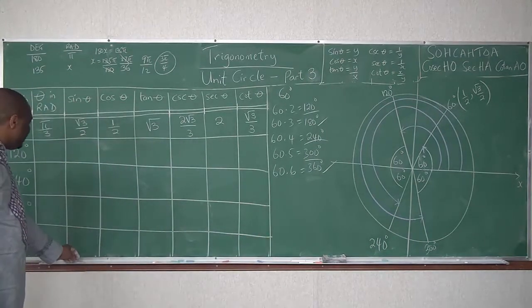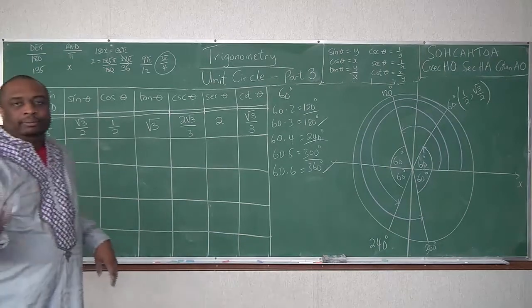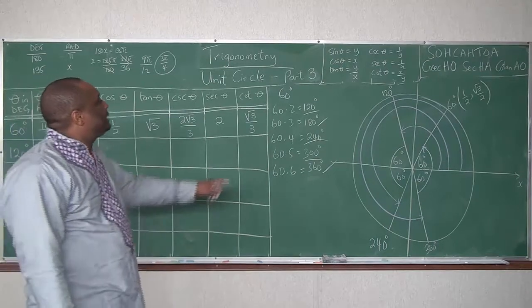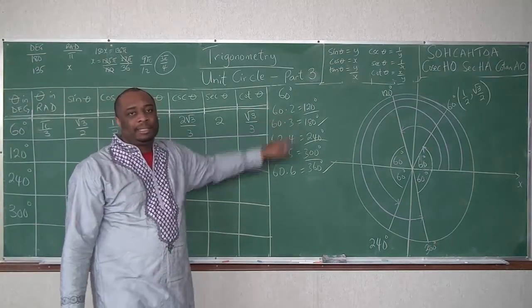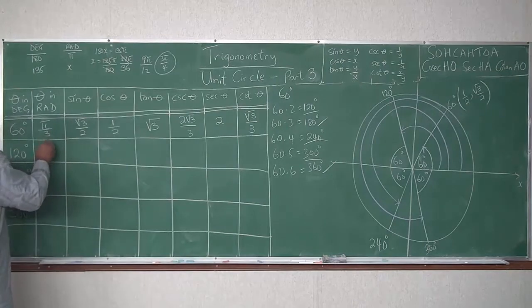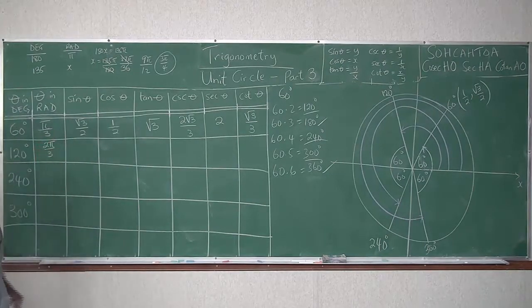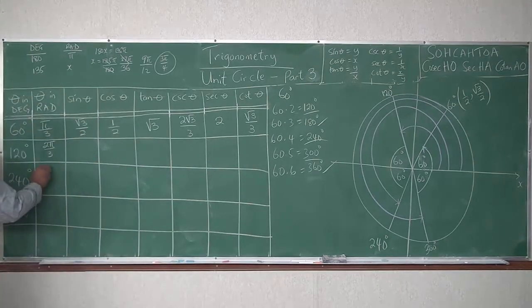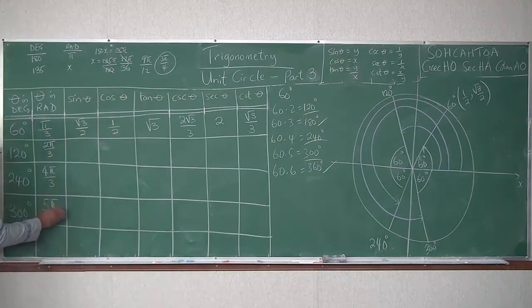Alright folks, let's write it. What is the pi? If you want to save time, 60 is pi over 3, right? So 120 is 2 times 60, which is 2 pi over 3. 240 is 4 times 60, which is 4 pi over 3. 300 is 5 times 60, which is 5 pi over 3. Easy. See? Makes it easy. Alright, 120.